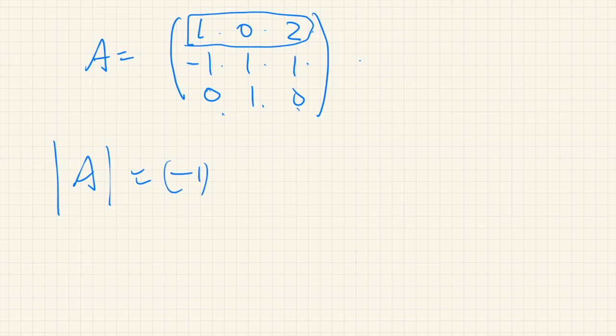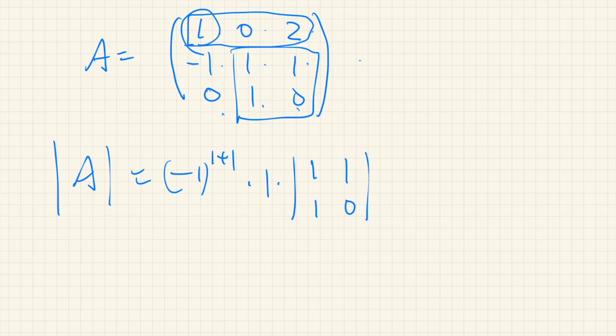Okay, so negative 1 to the power of 1 plus 1, the 1,1 element is 1. Oops, this one. So that's 1. And the smaller matrix in this case is this part. Okay, remove the first row and the first column. The remaining matrix is made of 1, 1, 1, 0.